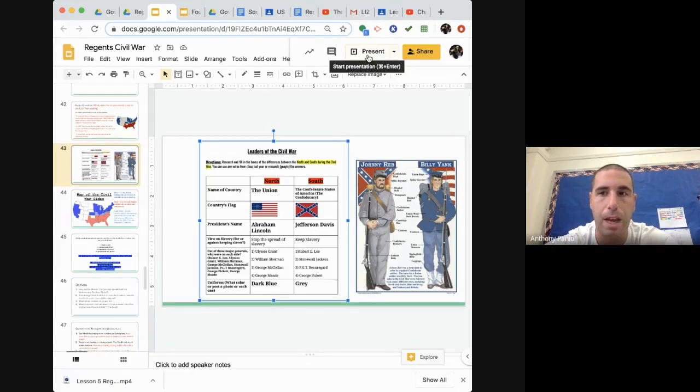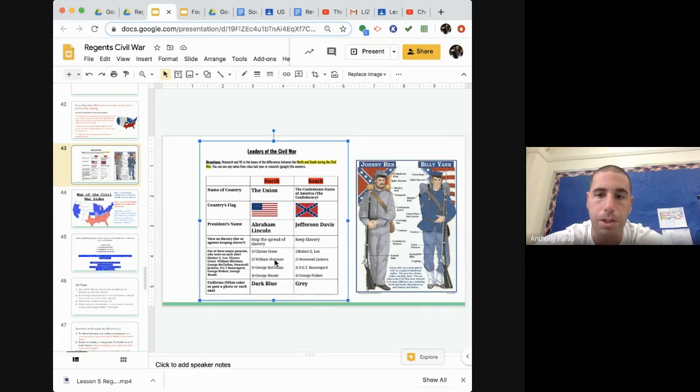You'll obviously see Abraham Lincoln's name a lot. He was the president for the Union. Jefferson Davis, not so much, but he was the only president the Confederacy ever had. We should know the view on slavery at this time. The North wanted to stop the spread of slavery while the South wanted to keep slavery.